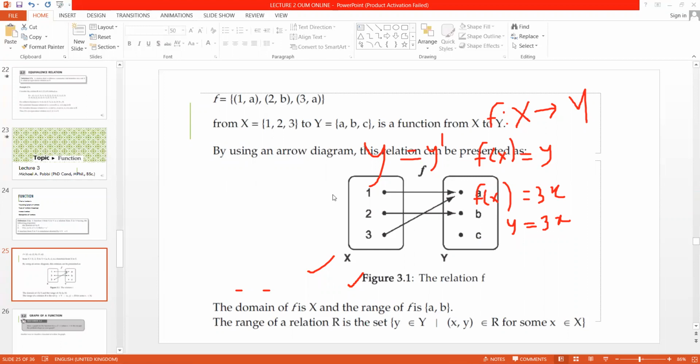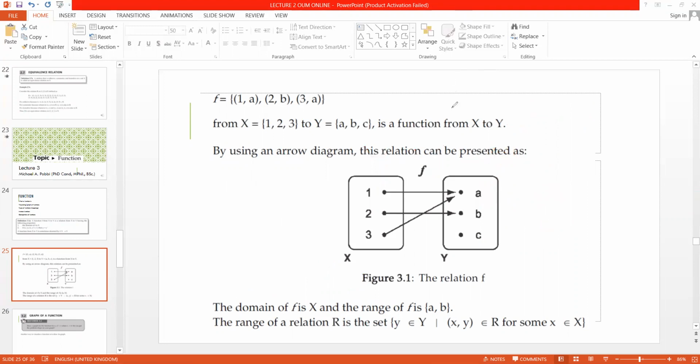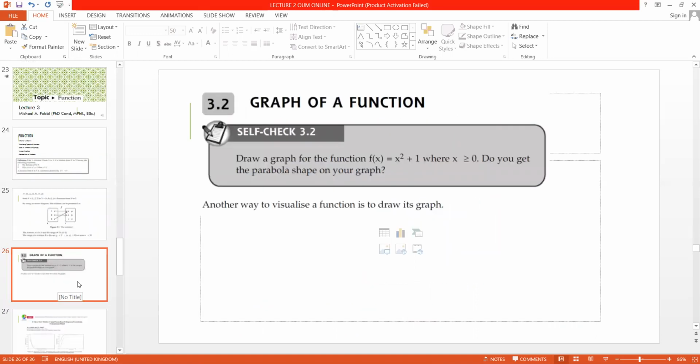Okay. So like we said, this can also be represented using arrow diagrams. We can also represent our functions using arrow diagrams. Very well. Now, we want to go on to graphs of functions. A number of you have logged off. We're looking at the graph of functions, how to plot a graph of a function.